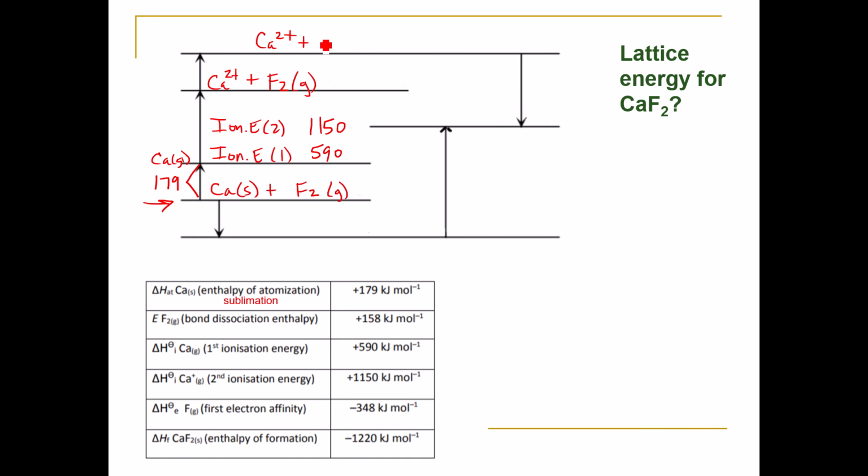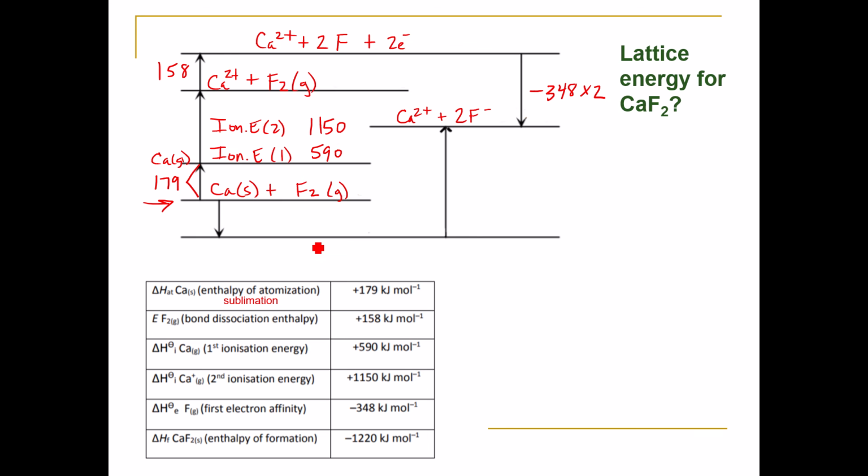So I need 2 Fs. In order to break up the F2, bond dissociation energy. So that's the 158. And then of course the next thing, we need to add those 2 electrons that we took from calcium and put them on the fluorines. So electron affinity, and we have -348. So here's our -348, but I'm going to multiply by 2 because I have to do it twice. So that gives me calcium 2+ and 2F-.